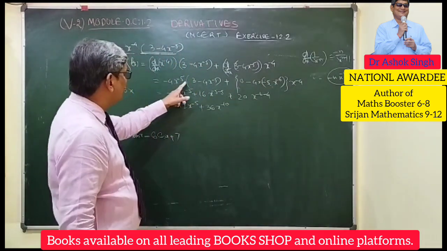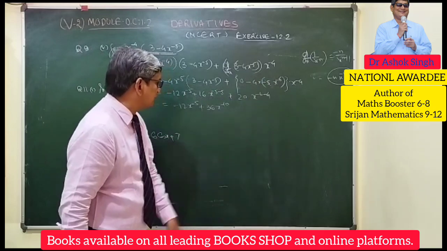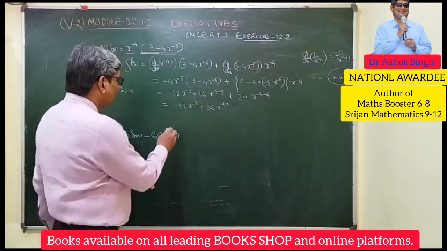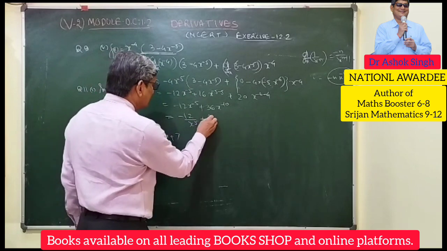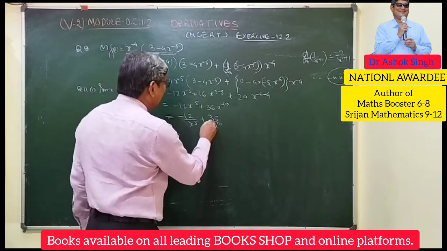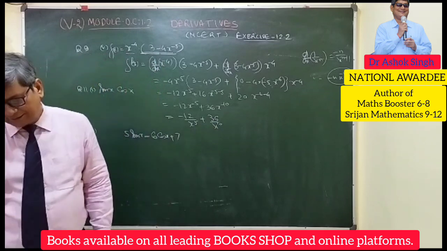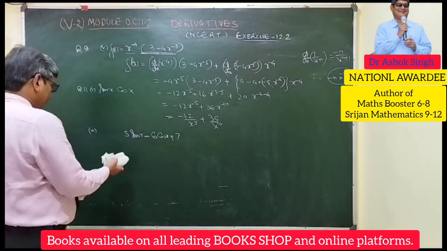Go on multiplying 4, 3, 4, 4 and 4, 5 etc. So you have this much, which can be written as minus 12 by x to the power 5 plus 36 by x to the power 10. This was a very simple question. That is why I have taken this one.